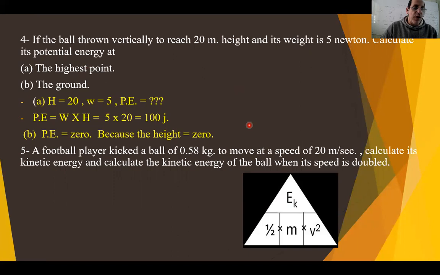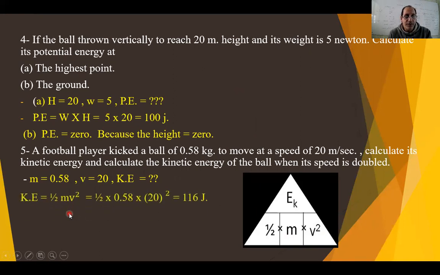A football player kicked a ball of 0.58 kilogram to move at a speed of 20 meters per second. Calculate the kinetic energy, and calculate the kinetic energy of the ball when the speed is doubled. So I have two cases. First case, to calculate the kinetic energy. What about the givens? We have the mass, the speed, we need the K. So K equals half times m times v squared, half times m, which is 0.5, v squared means 20 squared. So it's going to equal 116 joules.